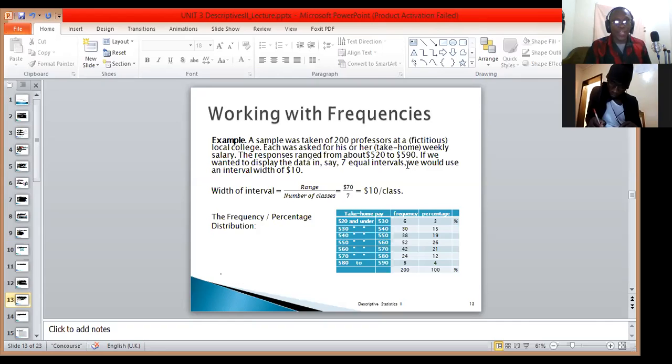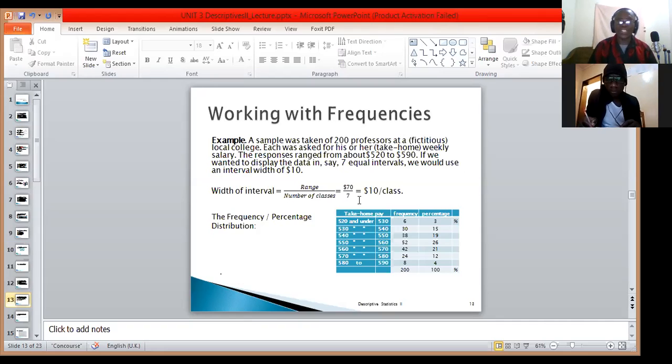So, how do we calculate the range? We learned yesterday that the range is equal to the largest measurement minus the lowest measurement. Meaning, it is 590 minus 520. We get the range of 70. So our range is 70.